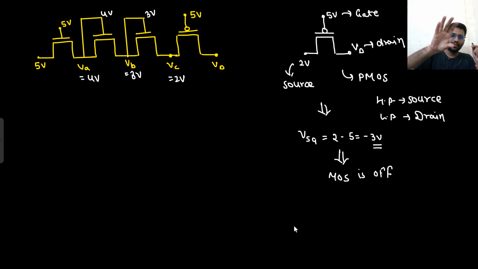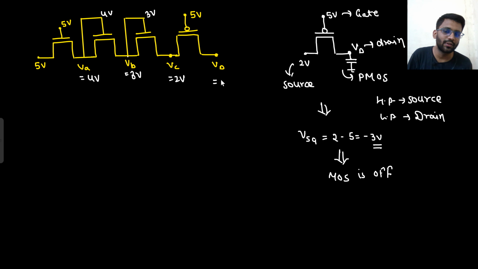Look, I picked this circuit. There I saw that VC is at 2 volt, gate is at 5 volt, and VD, the drain, is at 0 potential because there is no charge. You can assume a capacitor. There is no initial charge on the capacitor. So VD is at 0 volt. So this is acting as source and this is acting as gate. So what is your VSG potential? VSG potential is minus 3 volt. Your MOSFET is off. So nothing will happen.